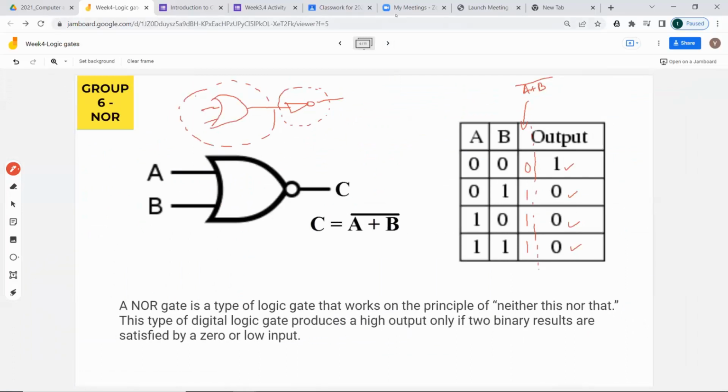Right. Now, that is the end of logic gates. Now, share the screen.